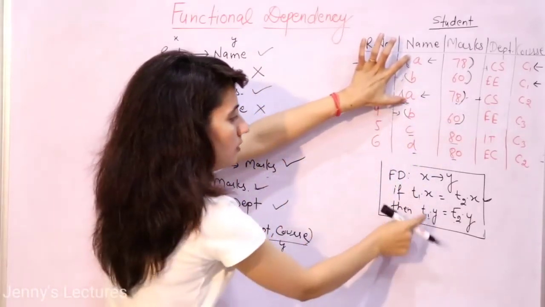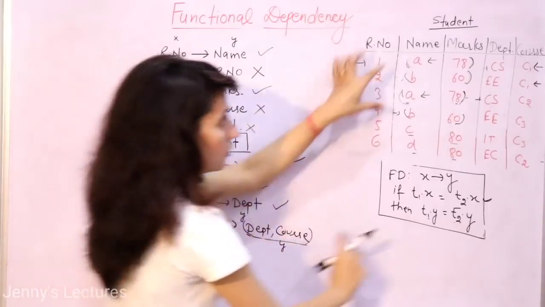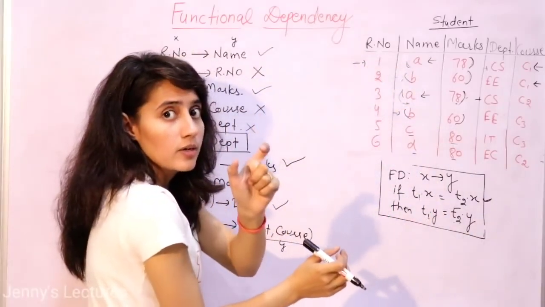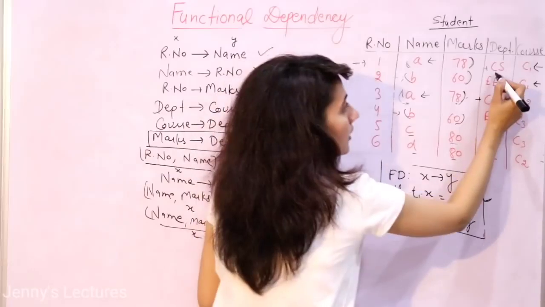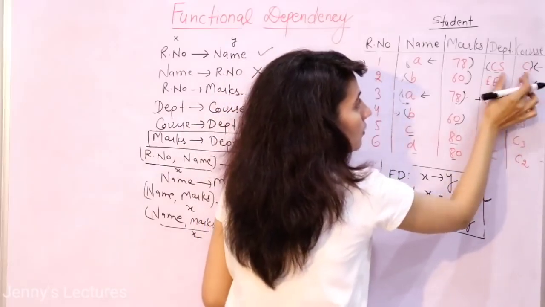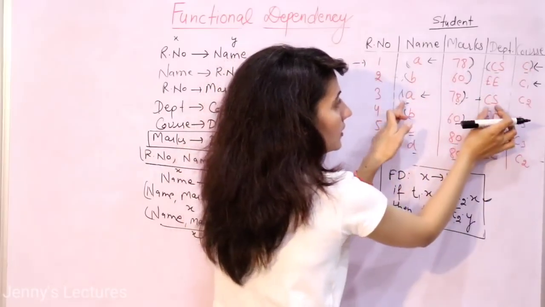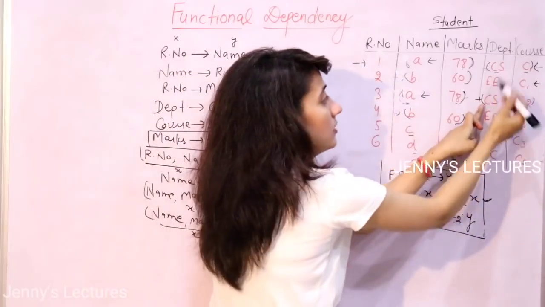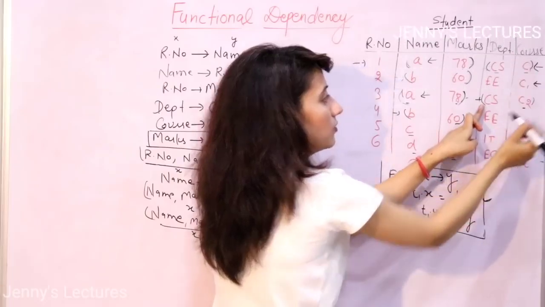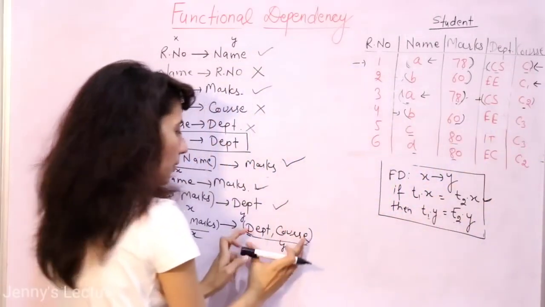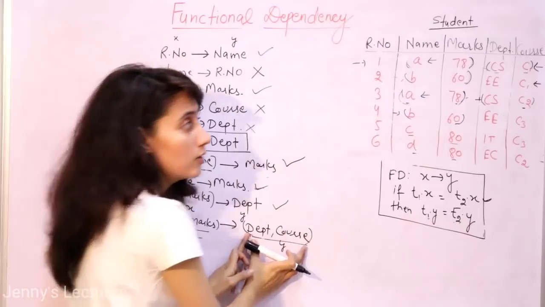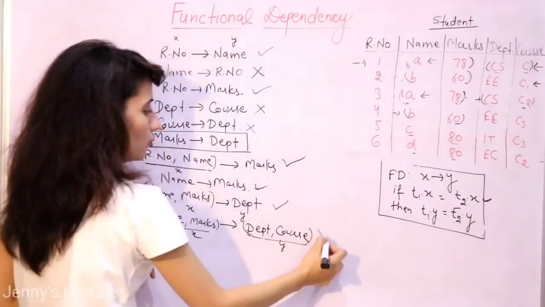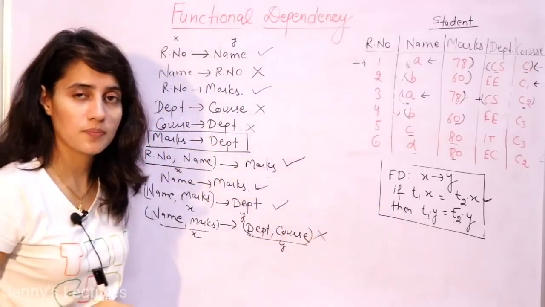If X value is the same, check the value of Y. Y is now department and course. Department and course, both are Y, right? Now you need to check the combination. Here CS and C1 for this tuple, and for this tuple CS and C2. Although CS is the same, here we have C1, here we have C2, and Y is this complete one. So X is the same, but Y value is not the same. So you can say this cannot be a functional dependency.